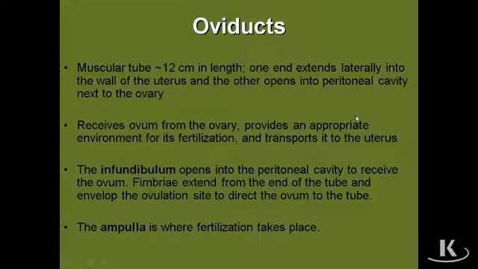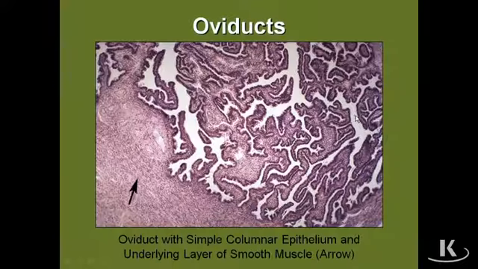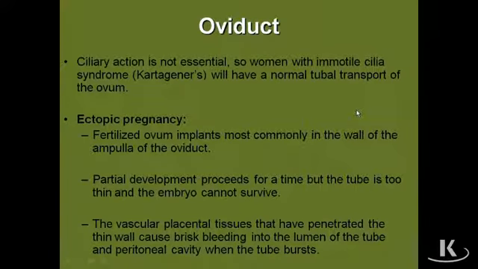The ampulla, being the longest segment of the oviduct, is also the most clinically significant part of it. Number one, as we point out at the bottom of this slide, it's the most common site where fertilization takes place. This section is a view of the oviduct with its highly folded mucosa that is lined by a simple columnar epithelium. Underlying it are various layers of smooth muscle, indicated by the arrow. Ciliary action of these columnar epithelial cells is not essential, because muscular contractions aid the transport of the ovum, fertilized or not, through the length of the oviduct.